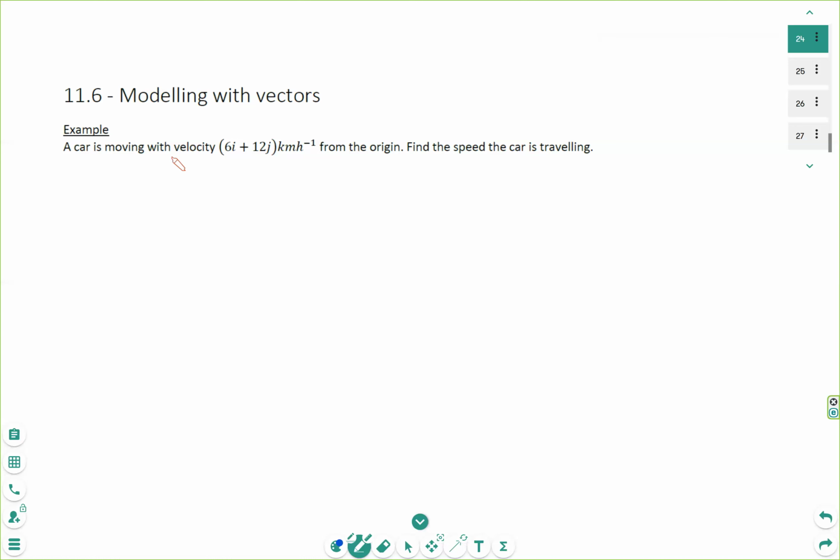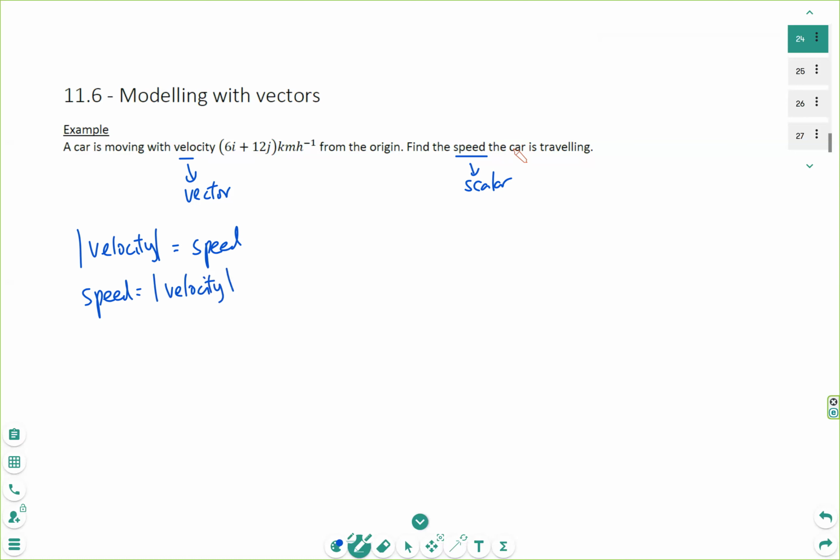Anyway, modeling vectors. A car is moving with velocity 6i plus 12j kilometers per hour from the origin. Find the speed of the car. The difference between velocity and speed, if you don't know: velocity has direction, 6i plus 12j, so velocity is a vector, whereas speed is a scalar. Essentially, the magnitude of velocity equals speed. Or the other way around, I should write speed equals the magnitude of velocity.